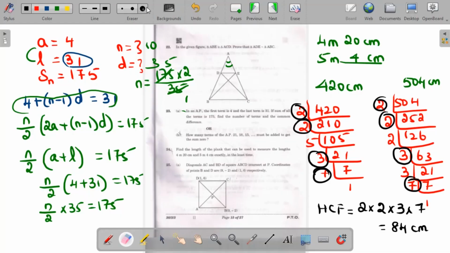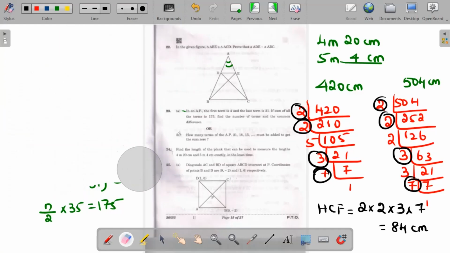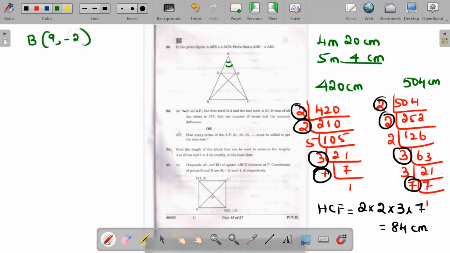Now let's move on to the next question, that is the 25th question, subdivision A. The diagonals AC and BD of the square ABCD intersect at P. The coordinates of the points B and D are marked: B's coordinate is 9 comma minus 2 and D's coordinate is 1 comma 6 respectively. You are expected to find out what P is and the length of the square.